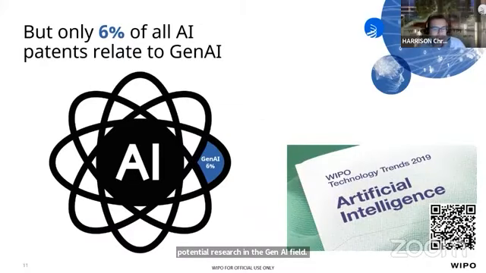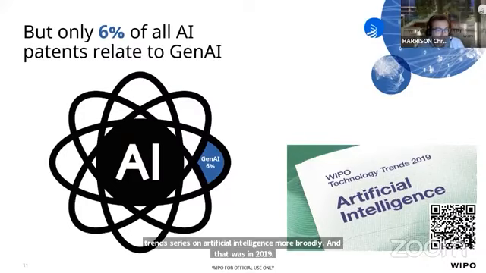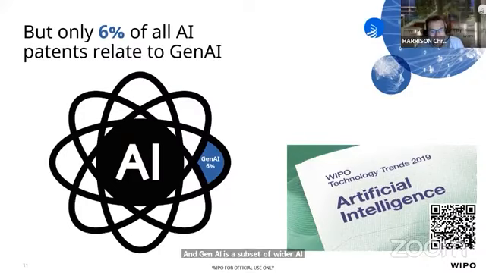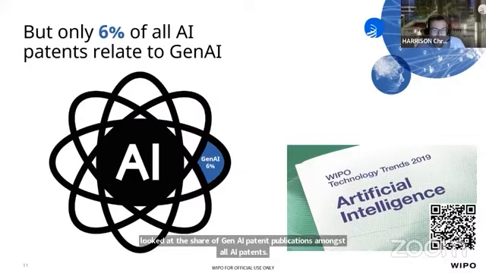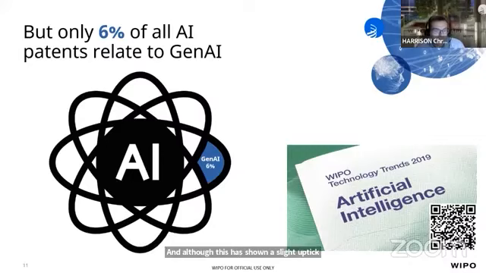And this new WIPO report on Gen AI builds on a groundbreaking study that WIPO published as part of our technology trend series on artificial intelligence more broadly, and that was in 2019. And Gen AI is a subset of wider AI. So we looked at the share of Gen AI patent publications amongst all AI patents. And although this has shown a slight uptick since 2017, where about 4.2% of all AI patents were related to Gen AI, this has only increased to just over 6% now, at 6.1%.